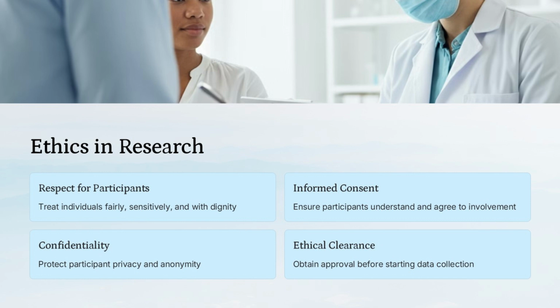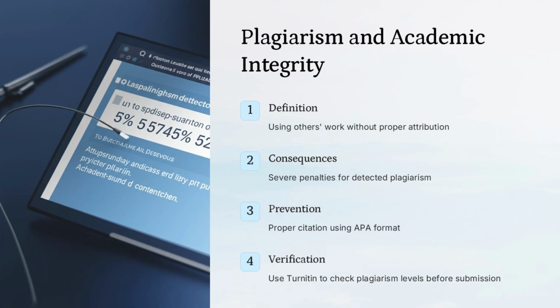Obtaining ethical clearance and approval before data collection is a vital step to ensure the study aligns with ethical guidelines and principles. Plagiarism is a serious academic offense. It involves using others' work without proper credit or attribution. The consequences can be severe, including penalties like failing the assignment or even expulsion from the university.